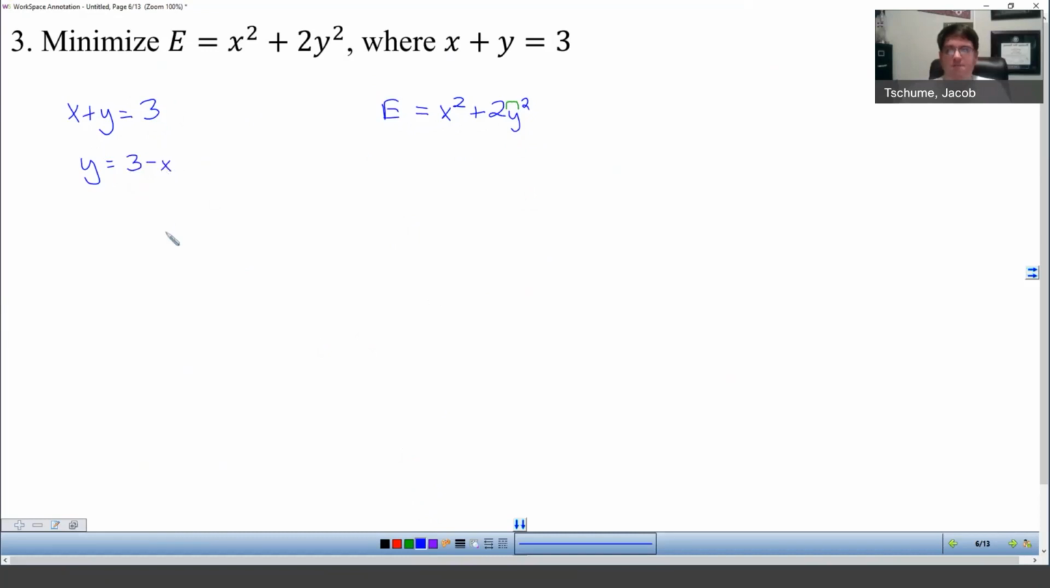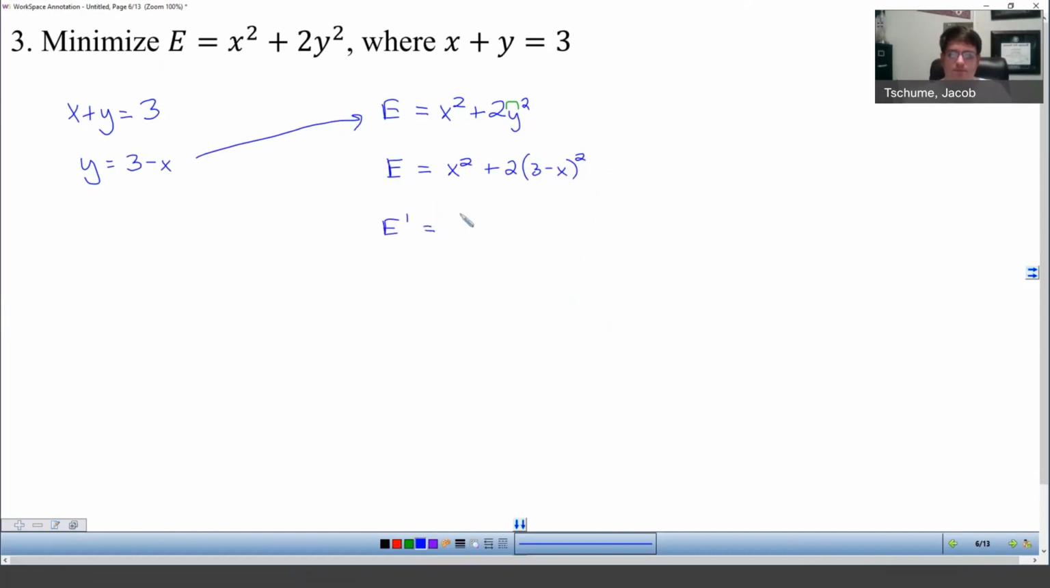which will be 3 minus x, and substituting that into my e equation. So e will be x squared plus 2 times 3 minus x all squared. And this is something I can take the derivative of.